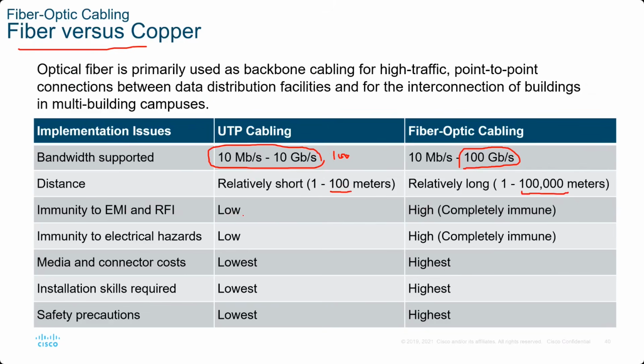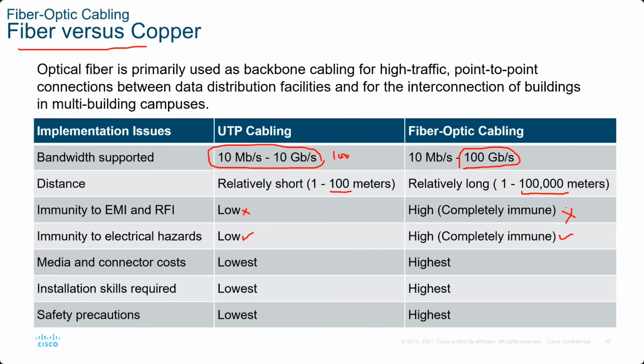Does the UTP cable have immunity to EMI? No, it has very low immunity, meaning it can be affected by electromagnetic and radio frequencies. It can interfere with it, while in the case of fiber optic, it cannot be affected. It is also not good in electrical hazards. The electrical power lines will cause interference problems with the UTP cabling. It cannot do that in fiber optic.